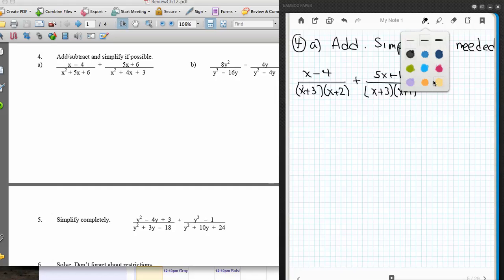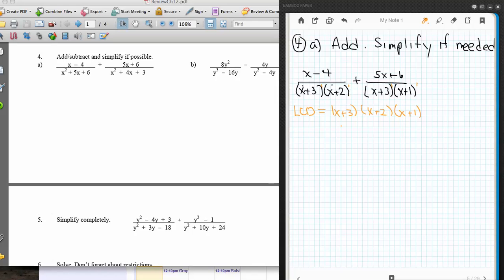So my least common denominator is going to have all the unique factors I see up here. I see x plus 3's, and I see x plus 2's, and I see x plus 1's. And on every single one of those factors, I see no more than a first power. So every single one in the least common denominator has a single power.